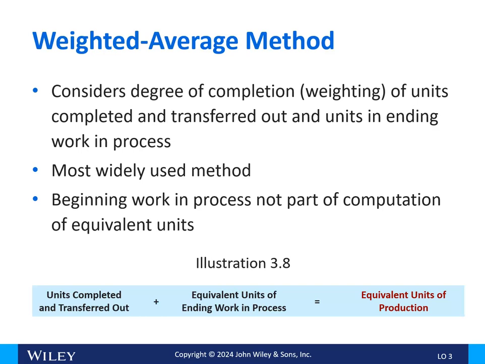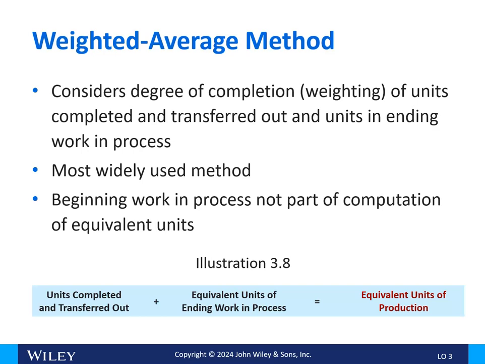The weighted average method considers the degree of completion or weighting of units completed and transferred out and units in ending work in process. So just like we looked at on the student basis, the percent of classes taken, we look at the percent of completion to weight these units. This is the most widely used method, and beginning work in process is not part of computation of equivalent units.